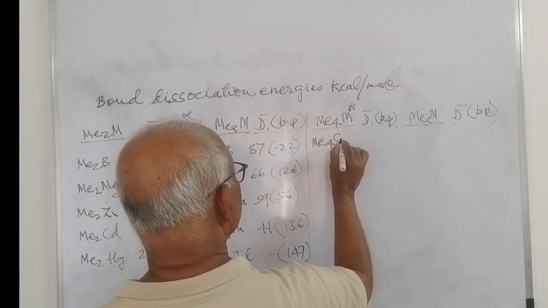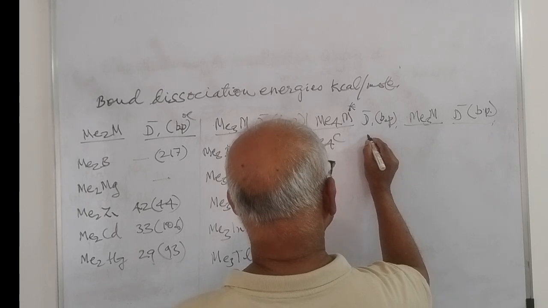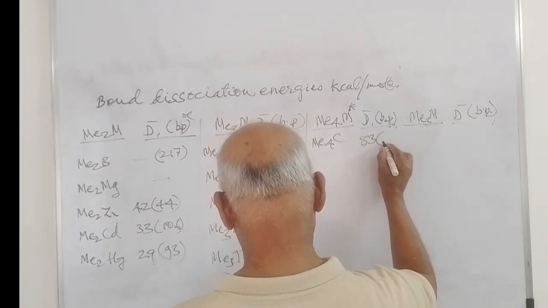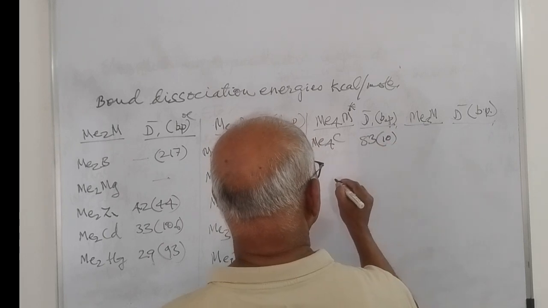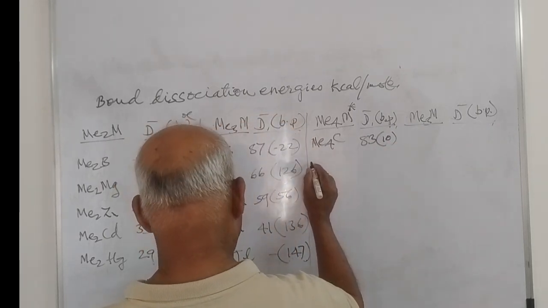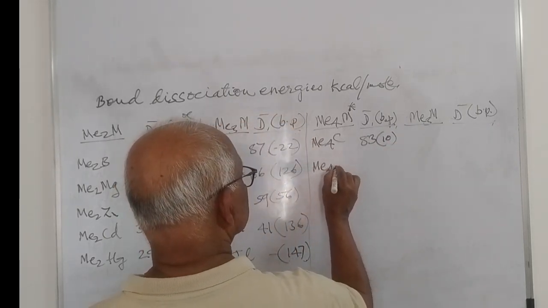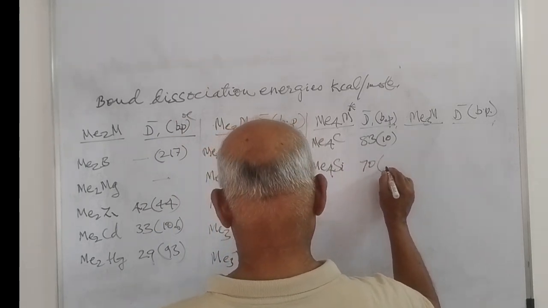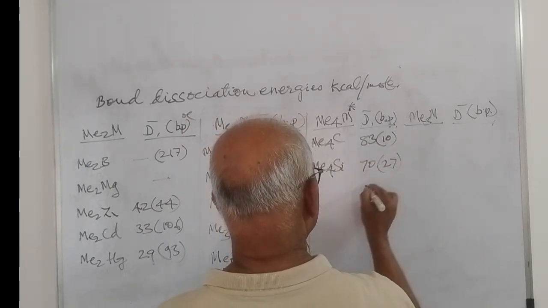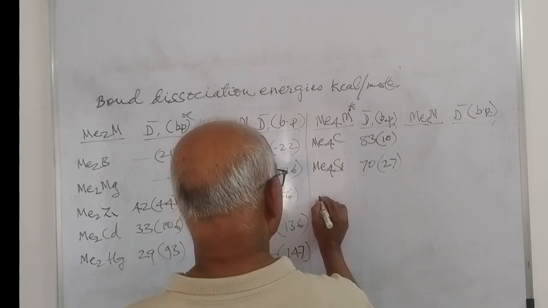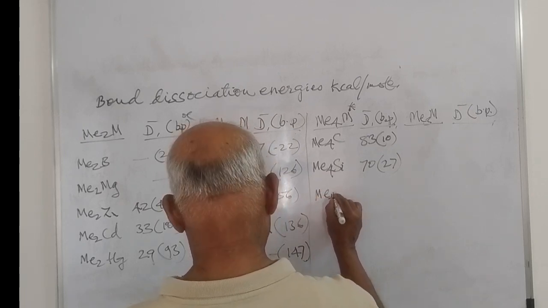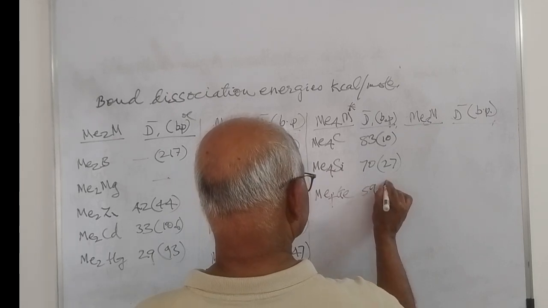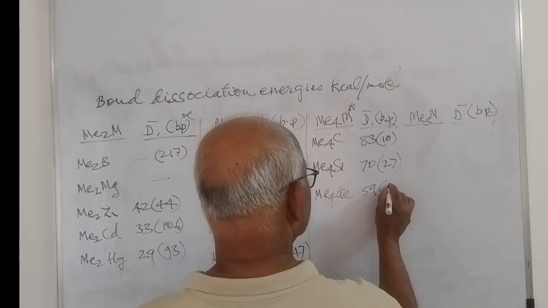Me4C, the bond dissociation energy is 83 and 10 degrees centigrade boiling point. Me4Si, it has dissociation energy 70 and boiling point 27 degrees centigrade. Then Me4Ge, it has 59 and 43.